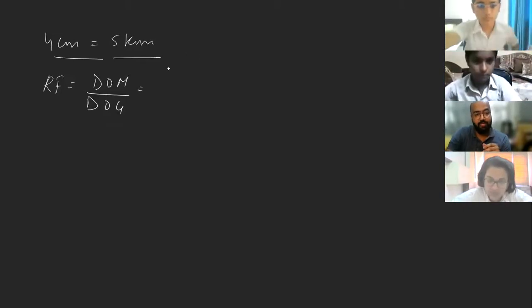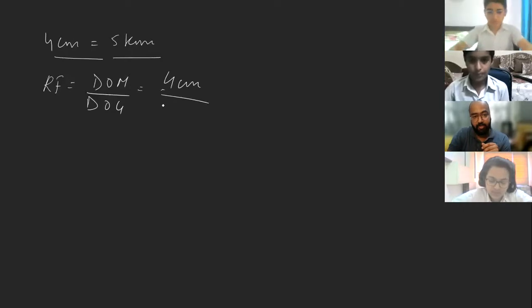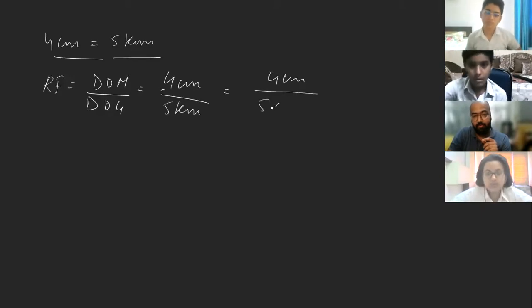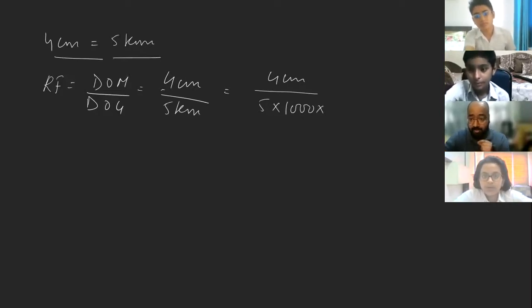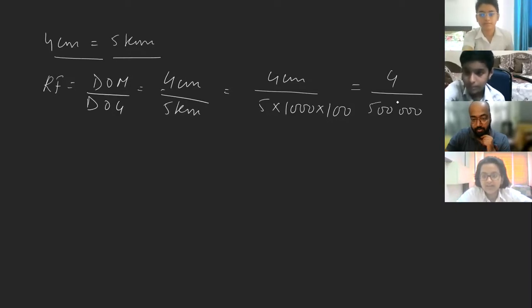So if we substitute the values, the numerator will have 4 centimeter, and the denominator will be 5 kilometer, right? The 4 centimeter remains the same, and 5 kilometer first of all will be converted into meters, so we multiply it by 1000. So it will be 5000 meters. Now this 5000 has to be converted into centimeters, so we multiply it by 100 also. So it will be 4 upon 5 lakh.